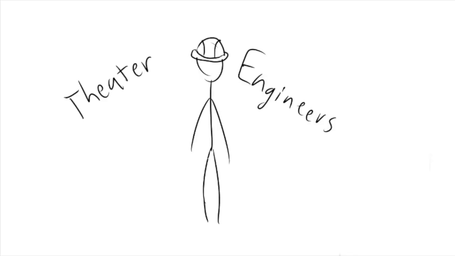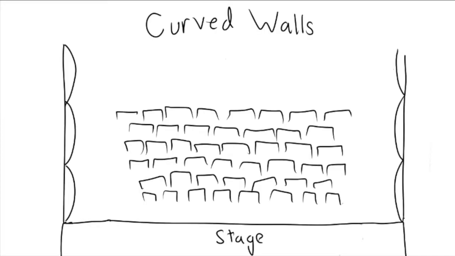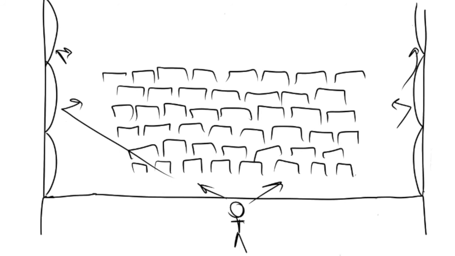In order to avoid the reflections common in parallel walls, theater engineers will utilize splay walls that angle out from the stage or curve the walls to cause diffuse reflections, wherein the sound, when it hits the wall, does not all move in the same direction, but rather scatters as it reaches the audience. These reflections make it so that the audience can hear the sound as it comes from the actor rather than as it bounces off the wall.